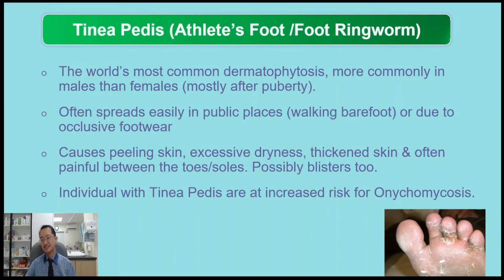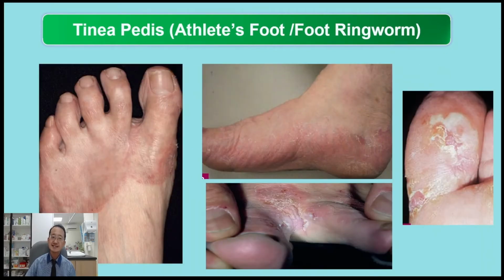Sometimes it can cause blisters, sometimes pus, and it can also affect the nail. It's called onychomycosis. You can see the ring-like structure here, and the middle photo looks like a shoe. This is called the moccasin type of tinea pedis. This is tinea pedis again in between the toenails. And this is over blisters.